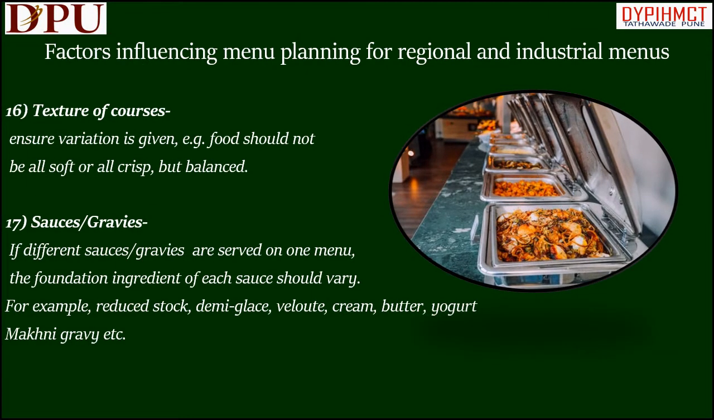Few more factors affecting menu planning are as follows. Texture of courses. While planning the menu, one must ensure variation is given in terms of textures and consistencies. For example, food should not be all soft, or all crisp. Various textures like crispy, mouth-melting, chewy etc. give good mouthfeel. Sauces or gravies. When many dishes are served on one menu, the foundation ingredient of each sauce or gravy should vary. For example, reduced stock, demi-glaze, cream, butter, yogurt, red gravy, brown gravy etc.